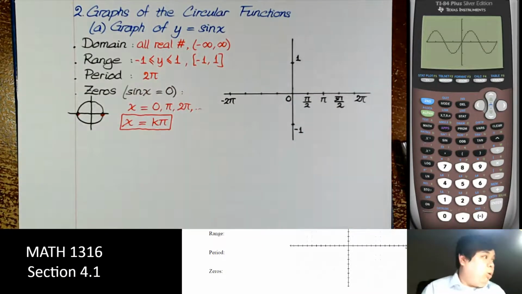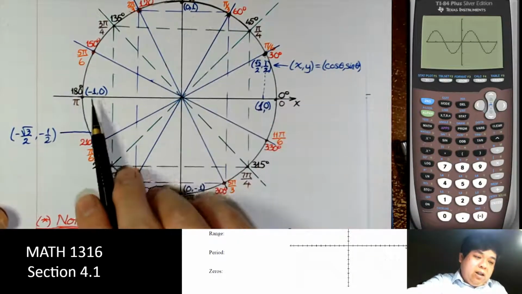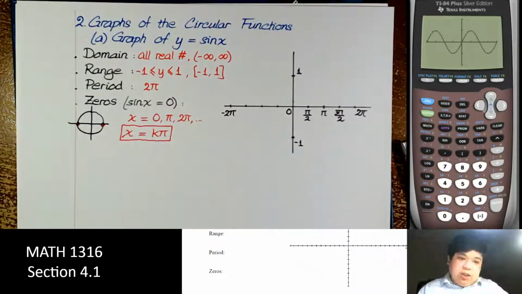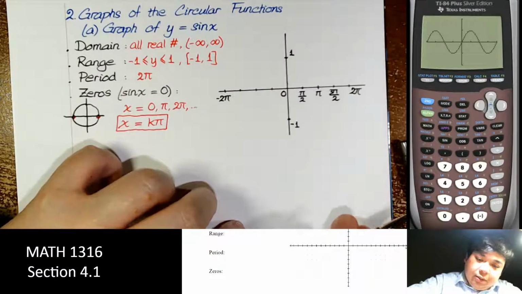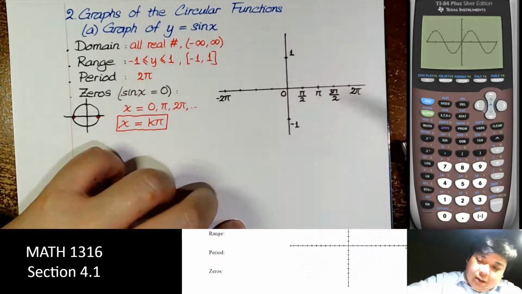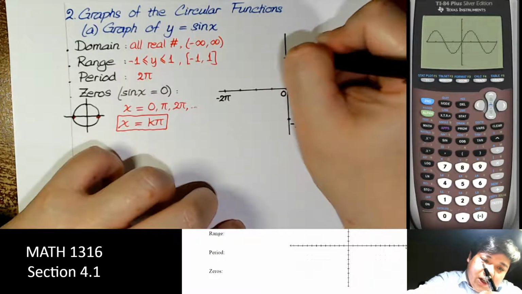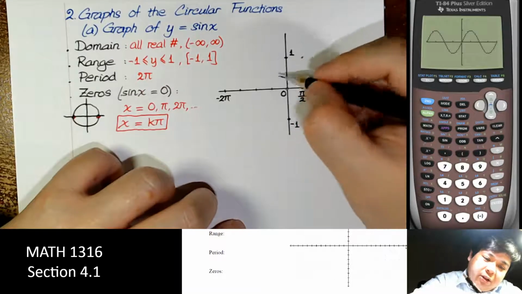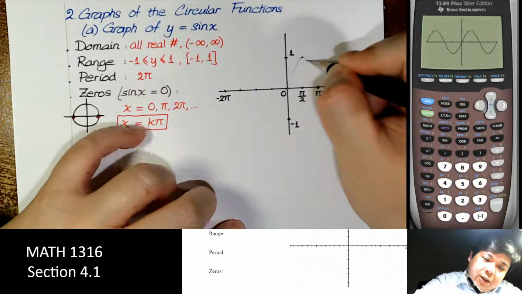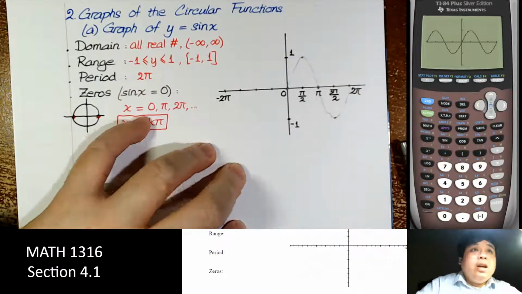And now we graph. On the side, 0, 1, 0, -1. So zero, 1, 0, -1, and it will go back to 0. So the graph will go like this. I just sketch.